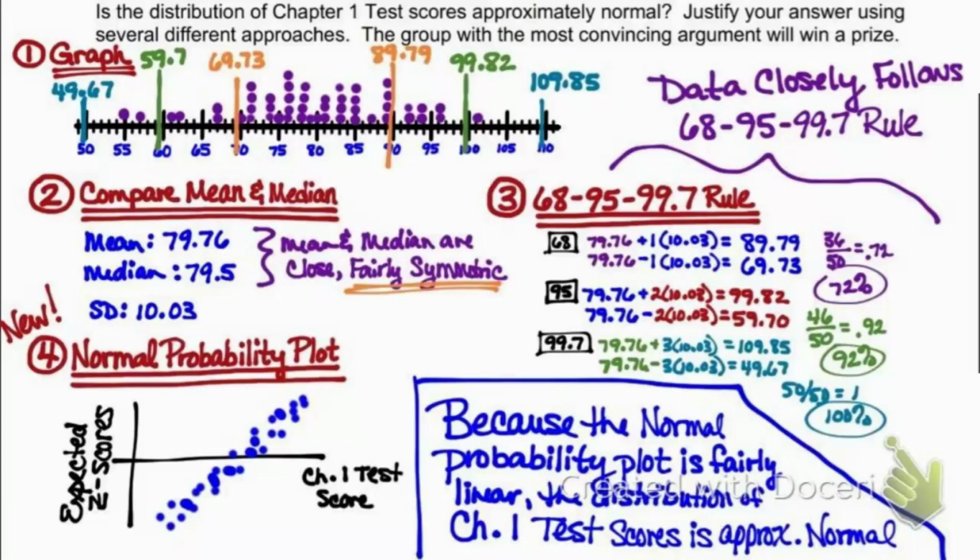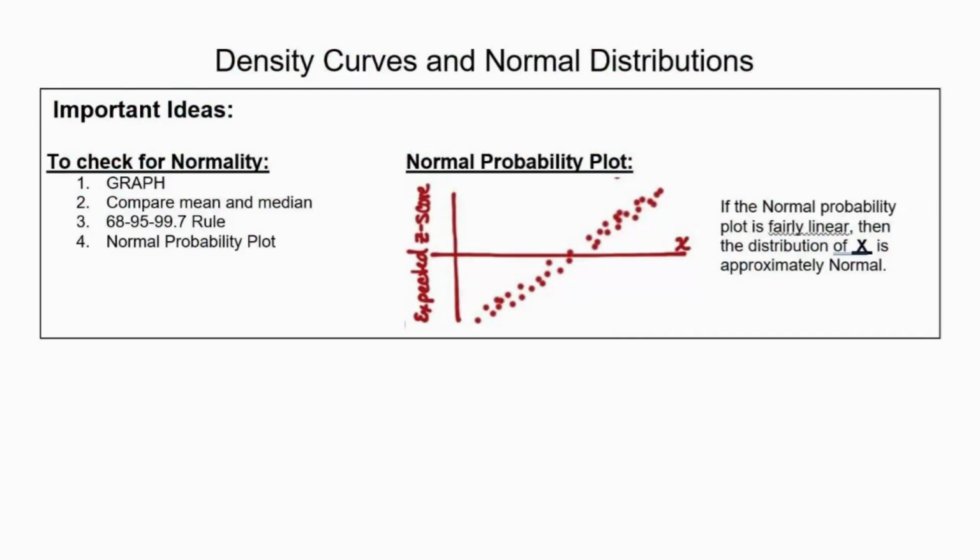All right, so hopping back to here. Big ideas to check for normality. We can graph it. We can compare the mean and the median. They should be very close together. We can use our 68, 95, 99.7 rule, or we can make a normal probability plot.